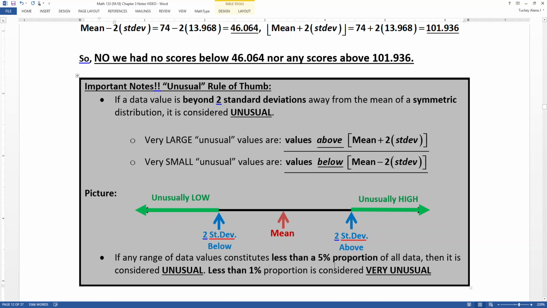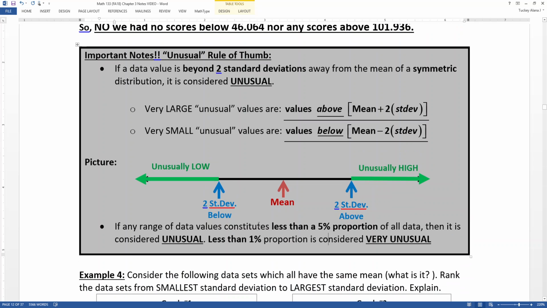Past 3 standard deviations, well, actually it's not 3, it's less than 1%. If you have less than 1%, that will be considered very unusual. We'll talk about that more in chapter 5. Less than 5% of the data, because these 2 green zones, even though they seem very large, are actually around 5% of your data for most data sets. So that will be considered unusual. This little bullet right here is going to come back a lot in chapter 5 when we deal with probabilities. So just keep that one in mind.